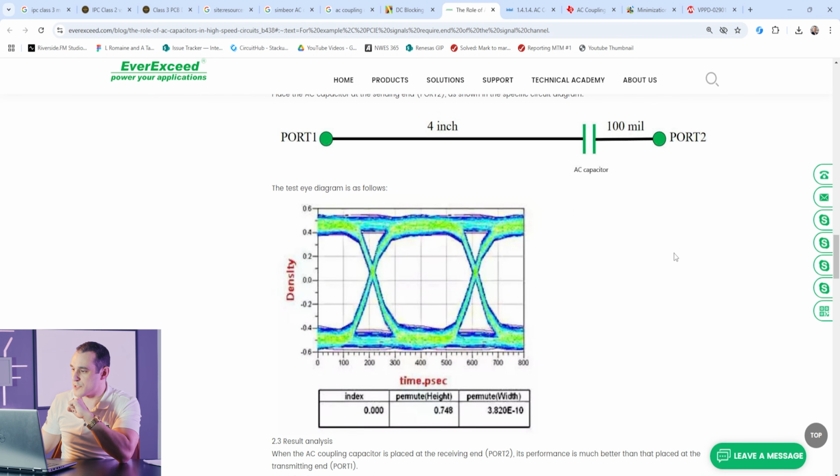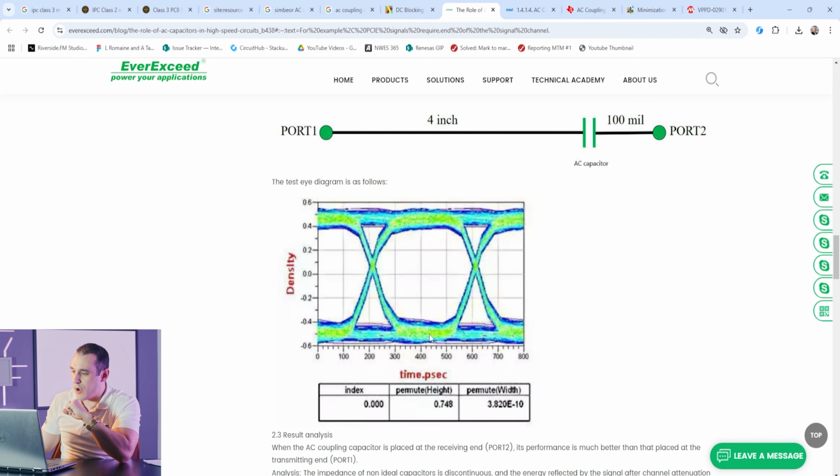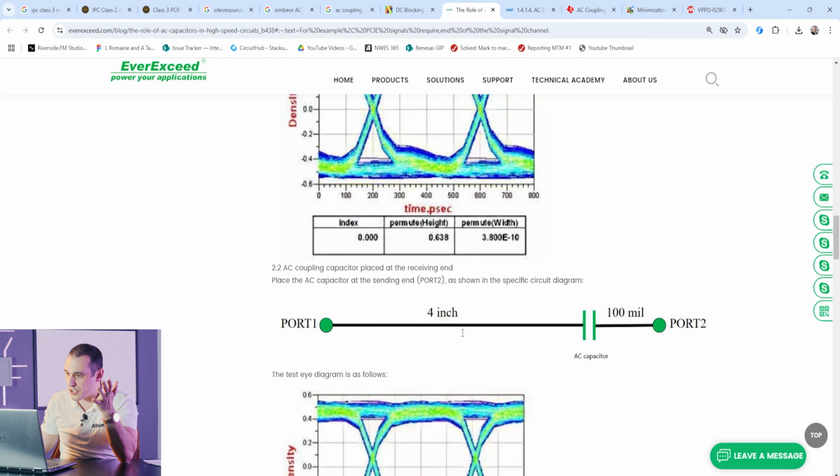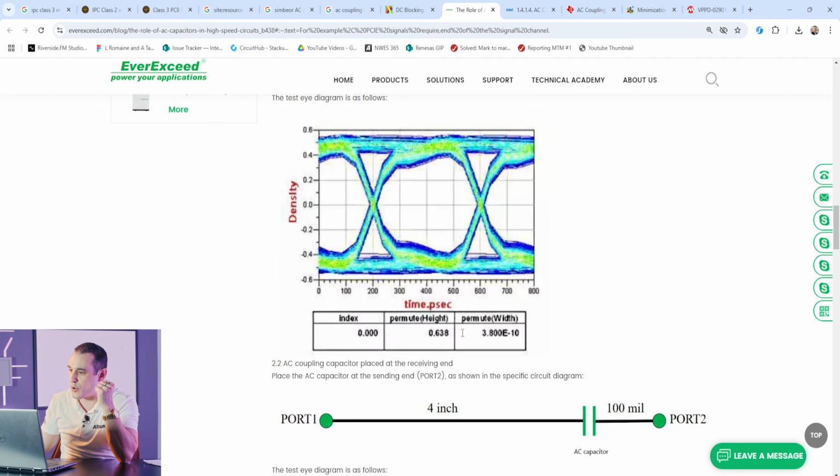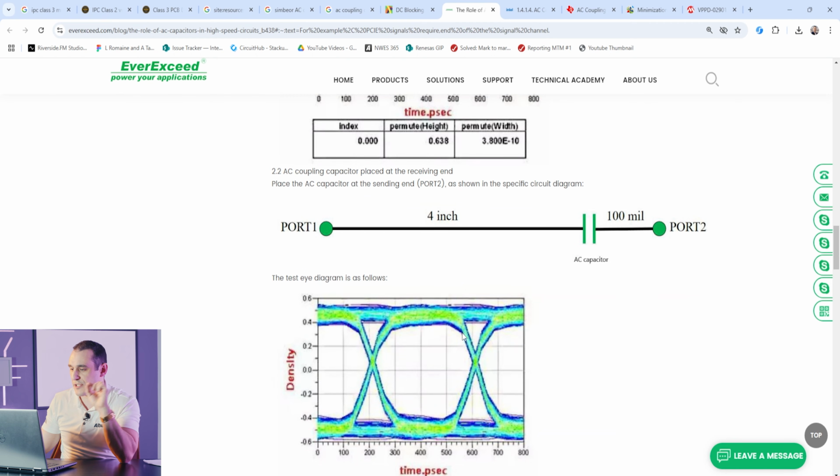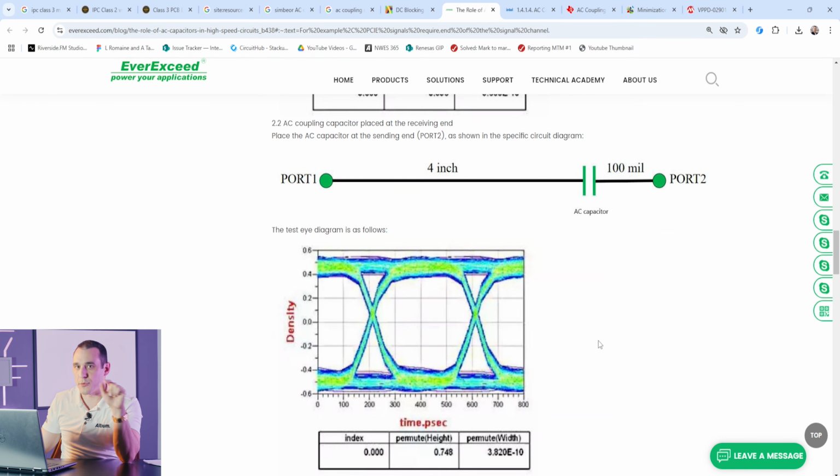What about when it's placed close to the receive port? Well, the eye does look a little bit more open. We don't see anything with jitter, apparently, when we compare these two eye diagrams, but we do see a little bit of degradation in the amplitude. So they're concluding that placement near the receive side is also a better option.